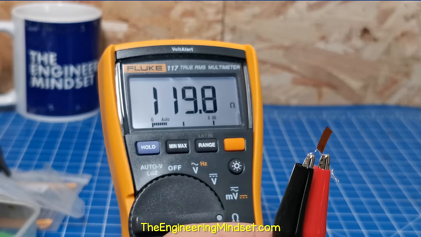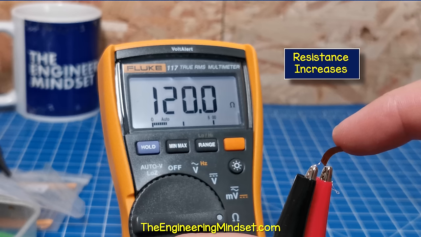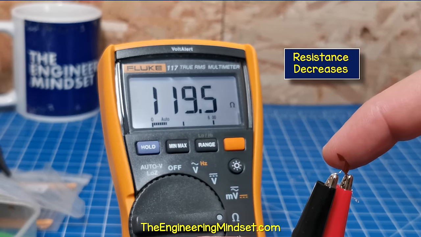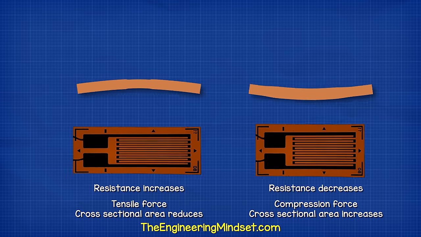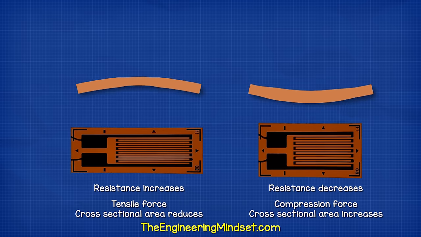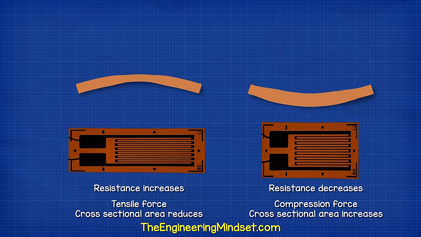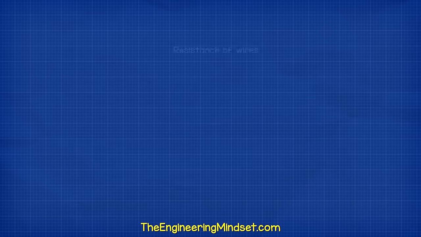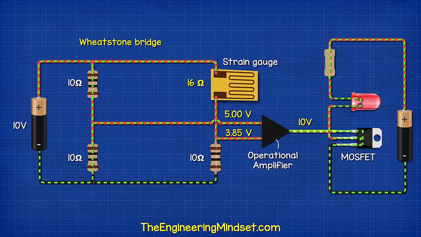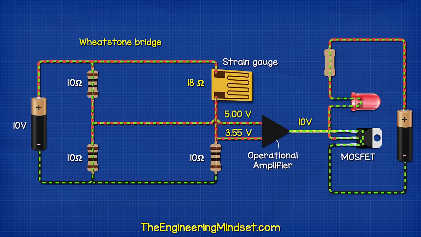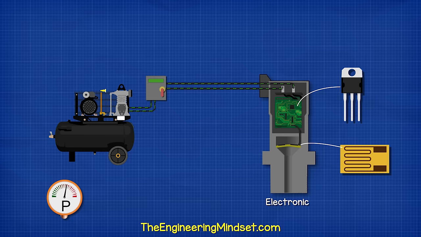When at rest, we can see that the strain gauge has a certain resistance. But if we deform it this way, the resistance increases. And then if we deform it this way, it decreases. That's because the material is stretching and contracting. So the length and the width of the conductor is changing in very small amounts. Longer, thinner wires have more resistance than shorter, thicker ones. These are often used in Wheatstone bridge circuits to measure pressure, like in an electronic pressure switch.